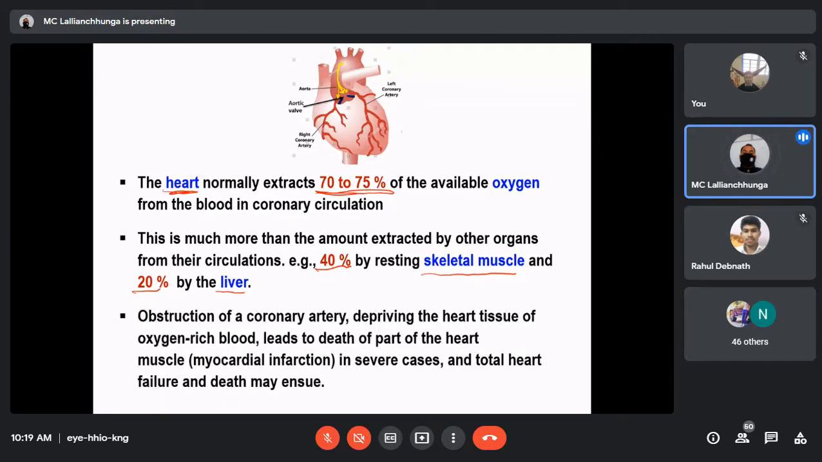Obstruction of coronary artery, depriving the heart tissue of oxygen-rich blood, leads to death of part of the heart muscle.